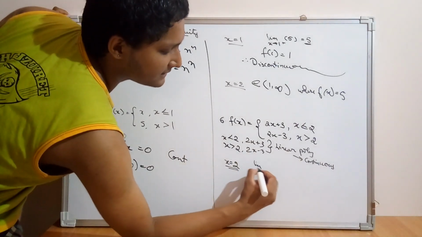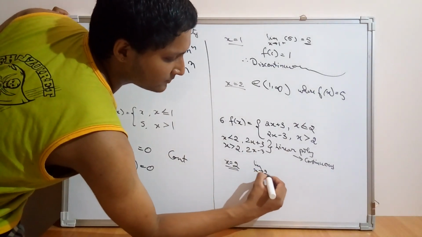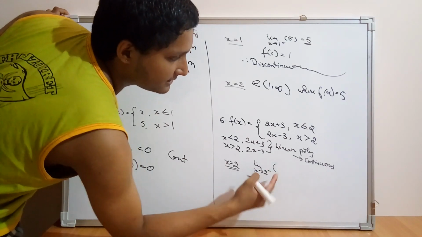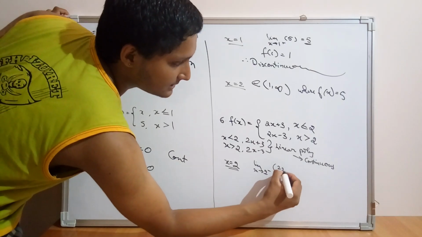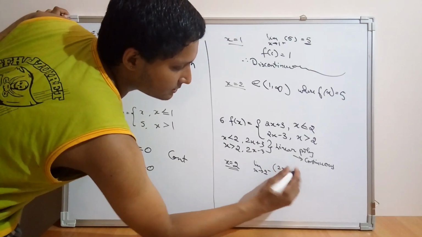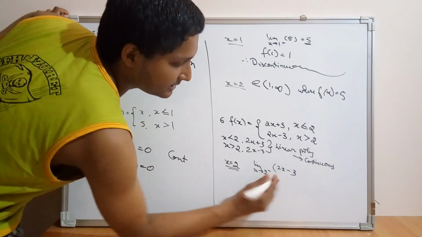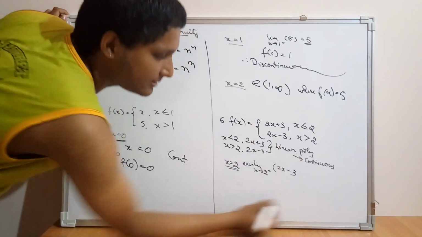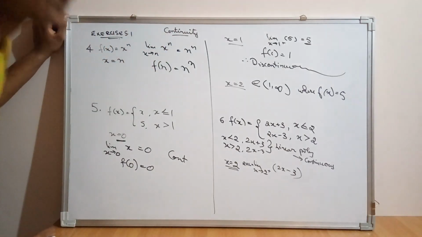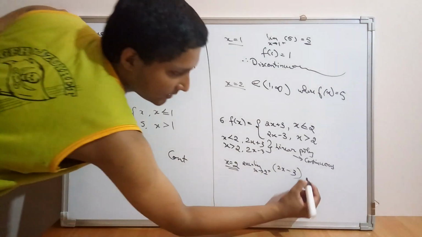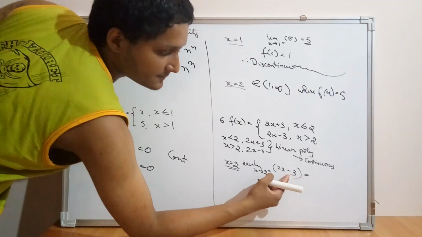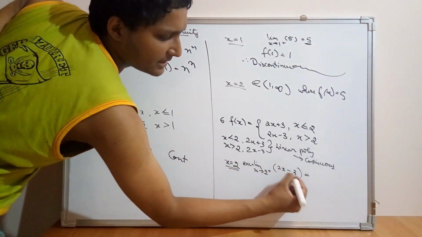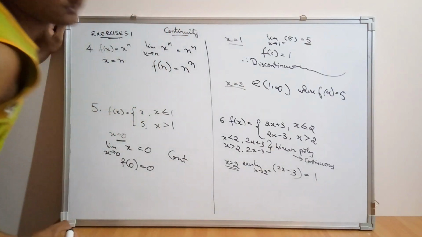So we'll find the left hand limit, that is, limit x tends to 2 minus. When it is less than this, it's going to be 2x plus 3. Or let me take the right hand limit. Right hand limit becomes 2x minus 3. Okay, 2x minus 3. So I have to substitute, since it's direct. Substitute this, it is going to be 4 minus 3, that is 1.